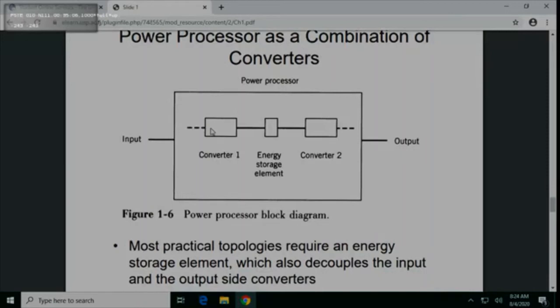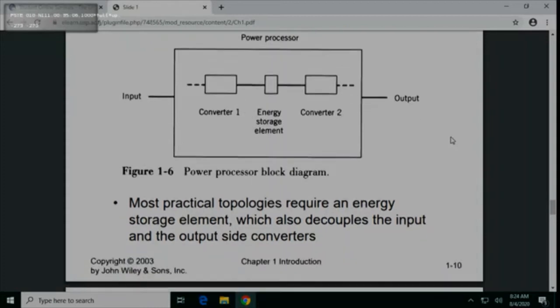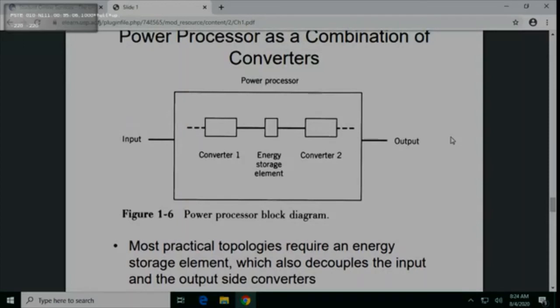For example, a UPS. Again, input converter 1 from AC to DC, store energy in your battery, and then from your battery, DC to AC, to your PC. Okay? In general cases.